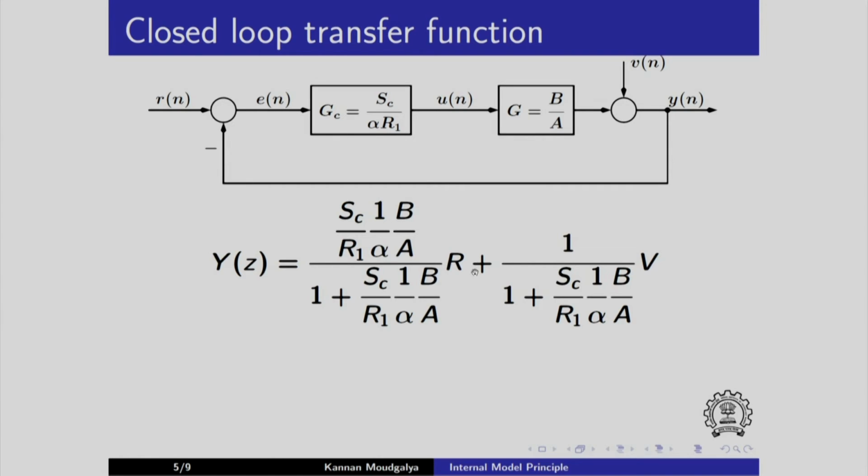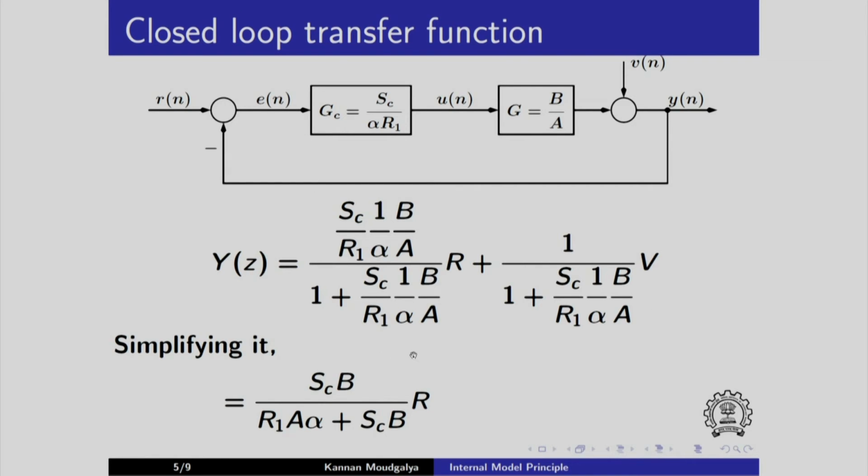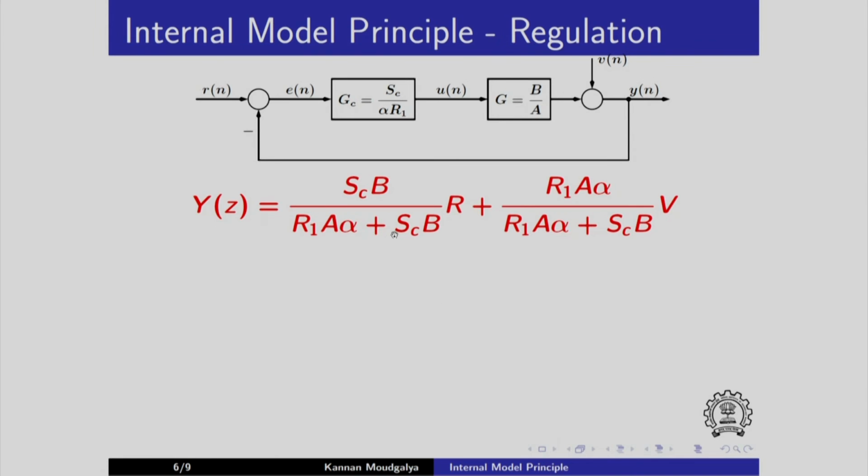Let us simplify this. Okay, it is easy to verify this. Similarly, you get the second term here. Okay, let us start with that expression and let us see what happens in the regulation case. In regulation, we take R equals 0. You want to see whether the disturbance that comes through V gets rejected. So let us substitute for V.